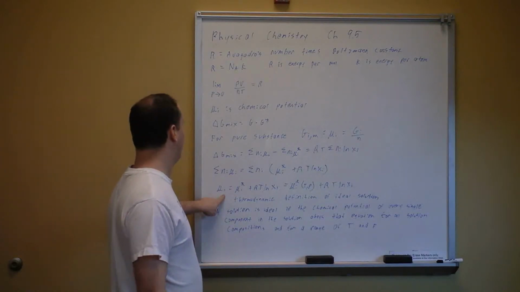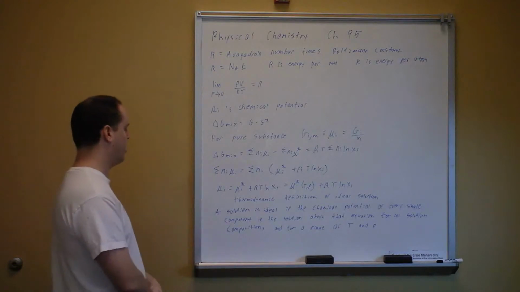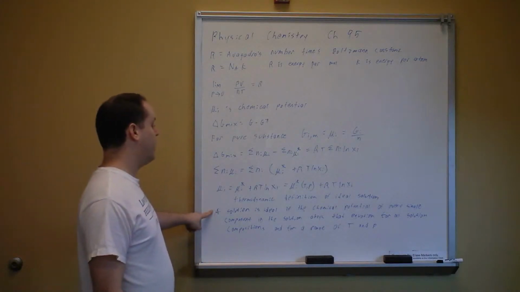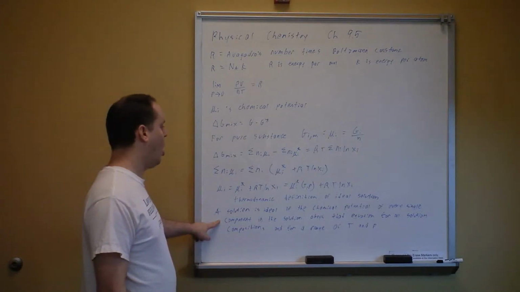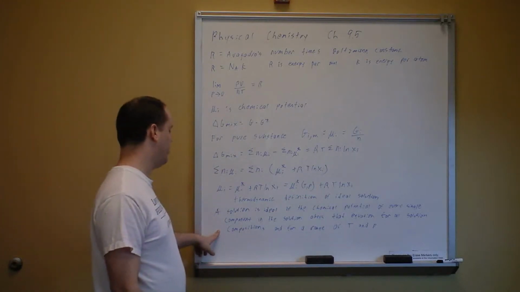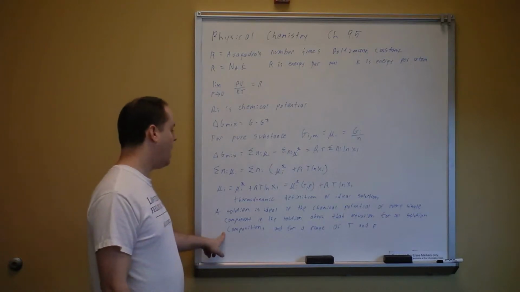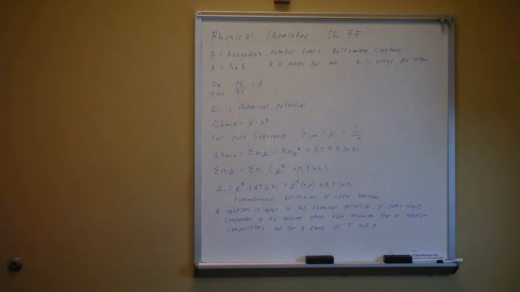Now this formula right here, this is our thermodynamic definition of an ideal solution. Another way to put it, a solution is ideal if the chemical potential of every single component in the solution obeys this equation for all solution compositions, in other words, any mole fraction i from 0 to 1, and for a reasonable range of temperature and pressure.